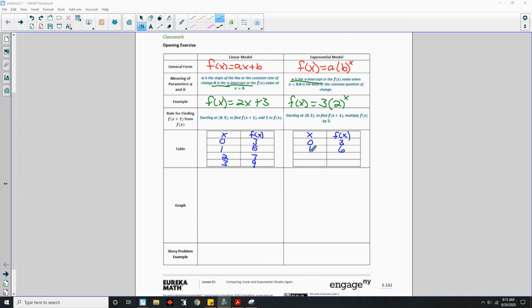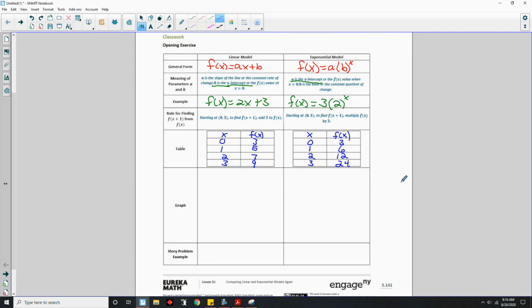Okay, so now to get to the next value, 1 plus 1 is 2. 6 times 2 is 12. And if I check this, plug 2 in here, 2 squared is 4. 4 times 3 is 12. And then 2 plus 1 is 3. And 2 times 12 is 24. And when I go up here, 2 to the third power, well, that's 2 times 2 times 2. 2 times 2 is 4, times 2 is 8. 8 times 3 is definitely 24.